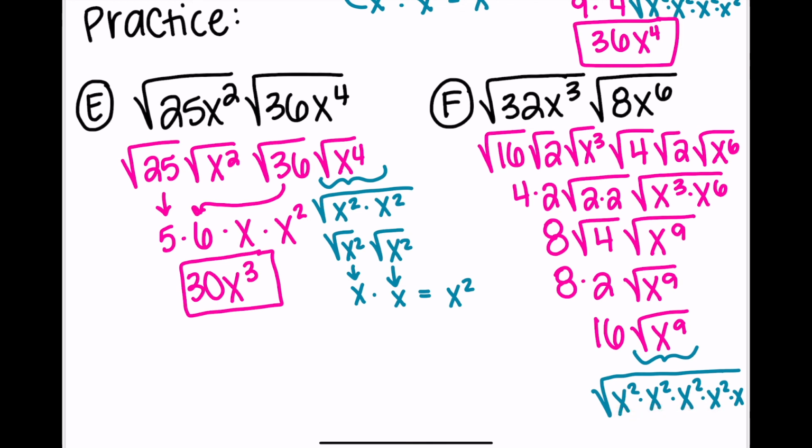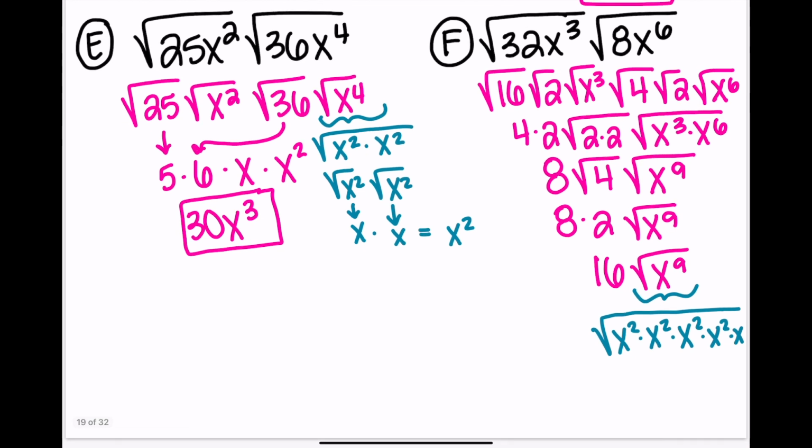So that gives us 16 x to the fourth power, because we have 1, 2, 3, 4 of them. And then we have one that has to stay under the radical, because this guy is not an x squared. He's just an x to the first power. He has to stay under the radical.